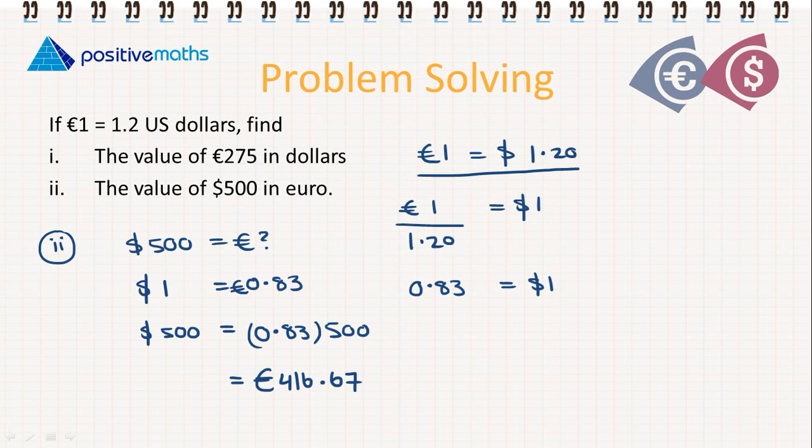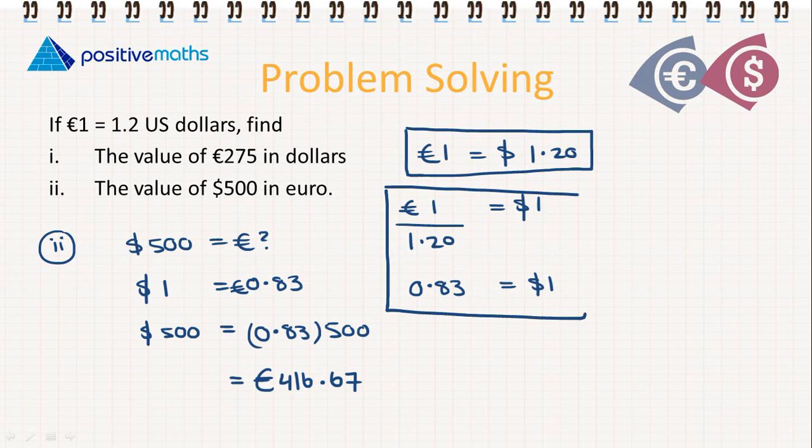Okay, so again, if we are looking to find the value of euros with our exchange rate, all we need to do is multiply it by the required number of euro. If we're looking for dollars, we need to find the value for $1 first, and then we can find the required number. So really the key is to find the value of €1 or $1 first, and then we can find any other quantity they ask us for.